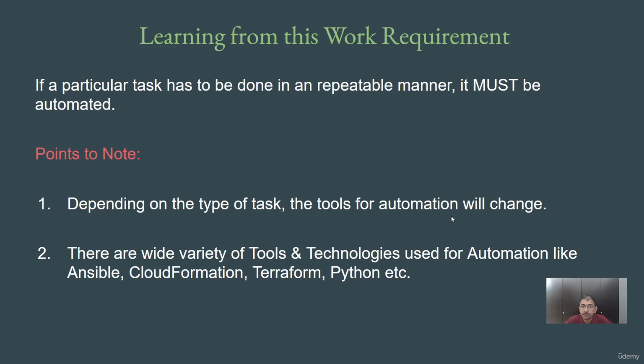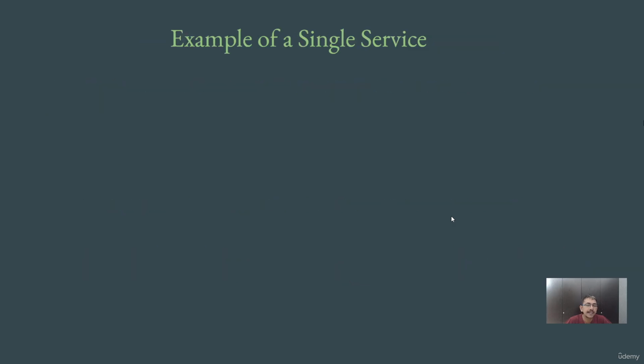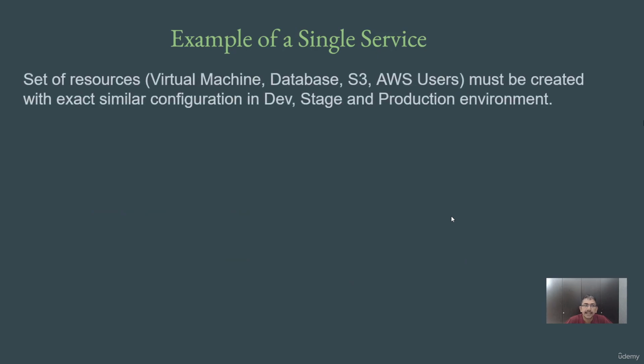Now, the main aim of today's video is automation from an infrastructure point of view. So let's understand this with an example of single service deployment. Let's say that there are certain sets of resources like virtual machine, database, S3, AWS users, etc. that must be created with the exact similar configuration in different environments like development, staging, production, etc.